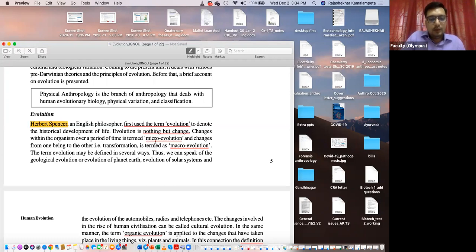As you see here, microevolution refers to changes that are happening within organisms over a period of time. Changes happening at individual level are referred to as micro. In other words, these are small steps. They don't give rise to a completely new organism, like a new species is not created from that, but baby steps. So that is called microevolution. Be familiar with this term.